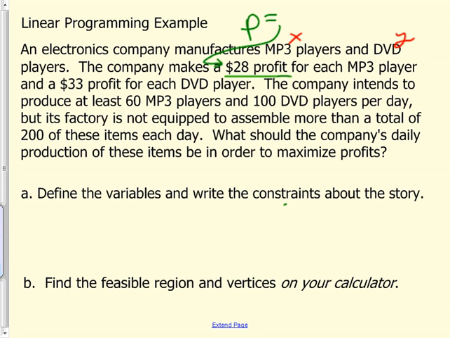Now, can you use a calculator? Absolutely. You can use a calculator for this, and that'll be really helpful when 2 lines cross and you're trying to figure out where they crossed.